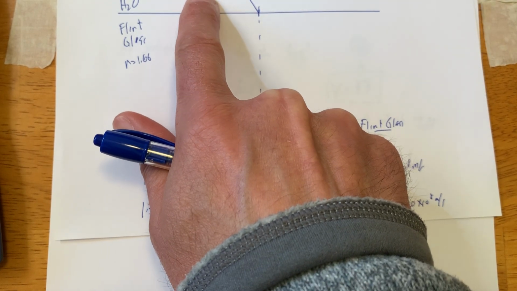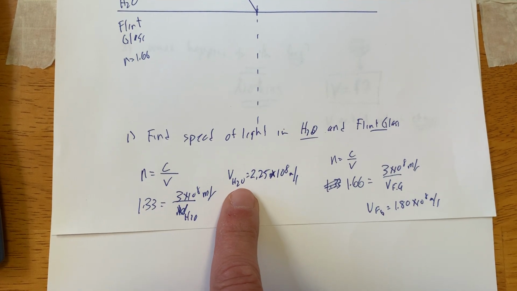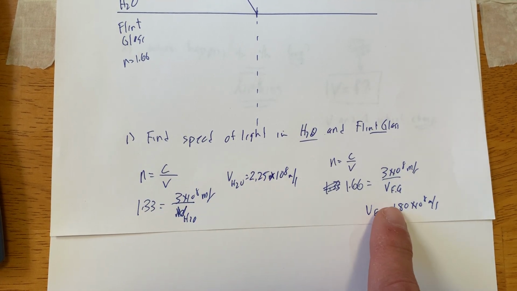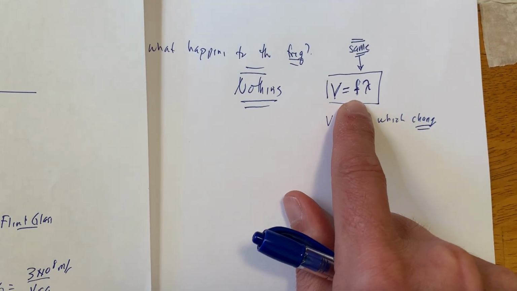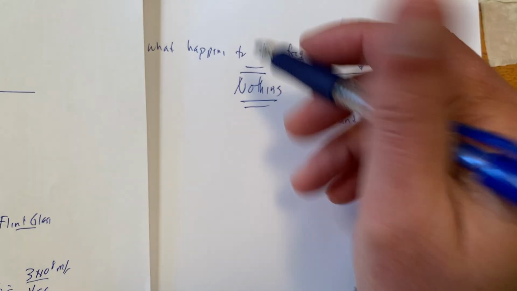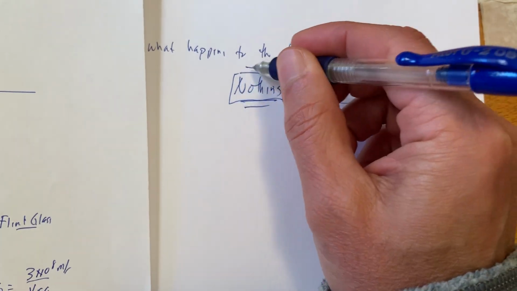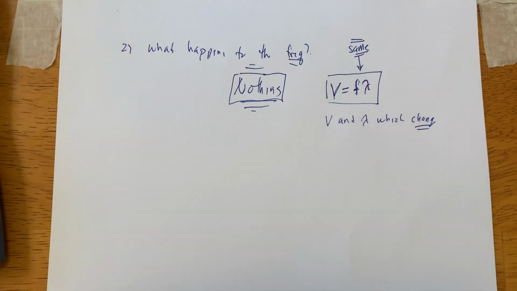Look what happened here. I'm getting ahead of myself, but I went from water to flint glass. What does that mean? Well, I went from a high speed to a low speed. So if the speed reduced and the frequency remained the same, what that means is the wavelength must change. The wavelength in this case is going to get smaller. So it's important to keep this in mind: once a wave is produced, frequency never changes, okay?